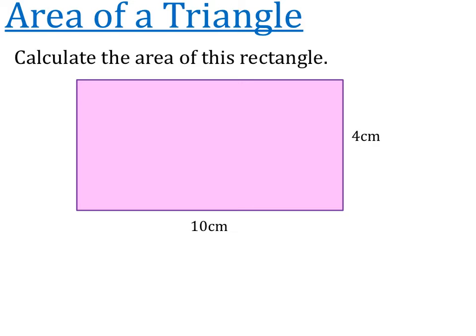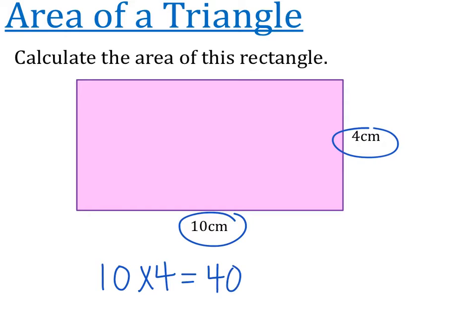So calculate the area of this rectangle. Just like we did the other day, we're going to use the base and the height, and we've got 10 times 4, which is 40 centimeters squared. So there is the area of this lovely pink rectangle.